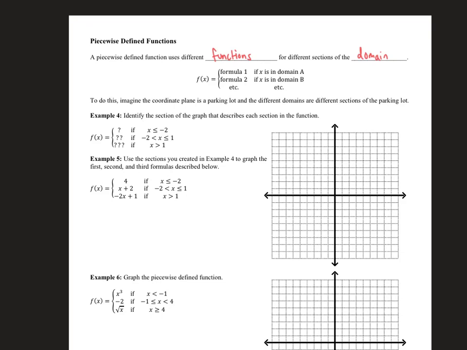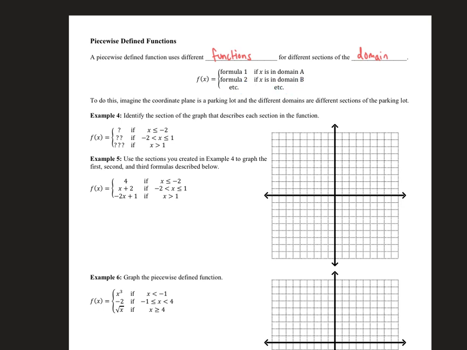Hey there guys, I'm going to talk about piecewise functions today. A piecewise function is one that uses different functions over different sections of the domain. So usually what we see, we'd say something like f of x equals, and then there'd be one formula given a certain domain, and then another function or formula given another part of the domain.